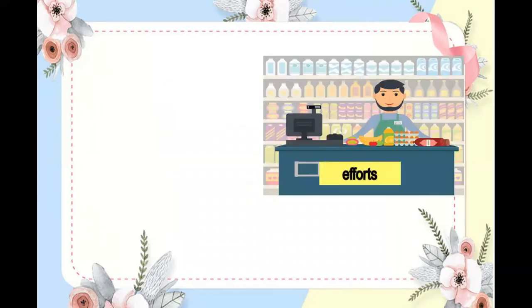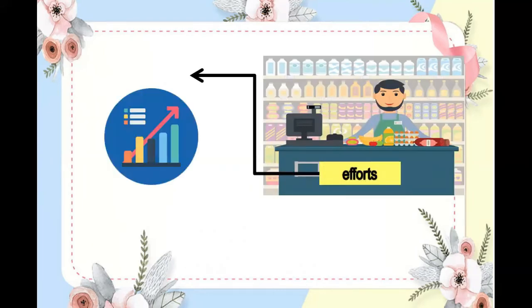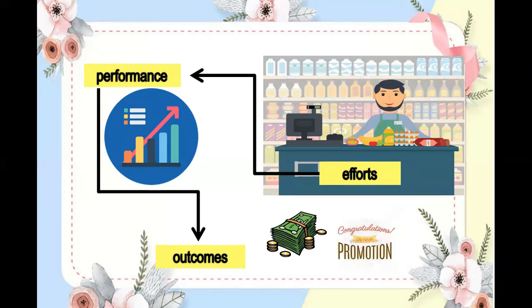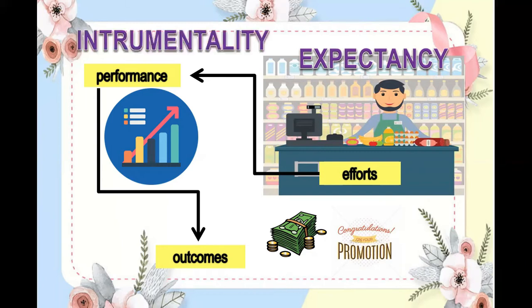John believes that all his efforts will lead to good performance, and better performance will lead to better outcomes. He may get a high salary and even a promotion. There is an expectancy between efforts and performance. Expectancy refers to a belief that a particular level of effort will lead to a particular level of performance.